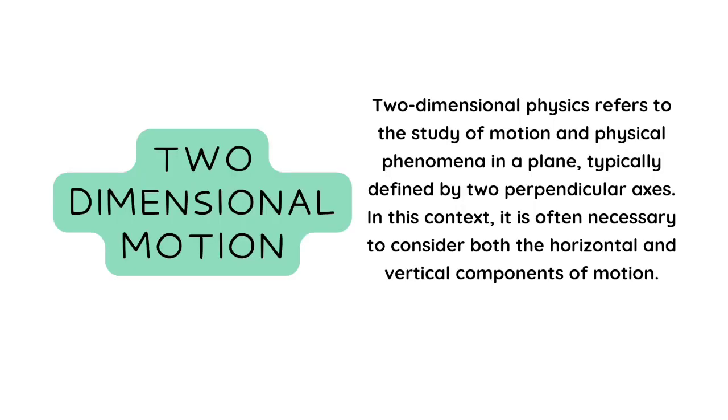Moving on to two-dimensional motion. Two-dimensional motion refers to the study of motion and physical phenomena in a plane, typically defined by two perpendicular axes. In this context, it is often necessary to consider both the horizontal and vertical components of motion.